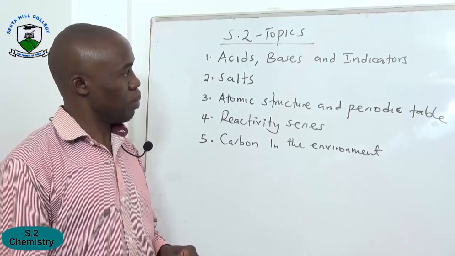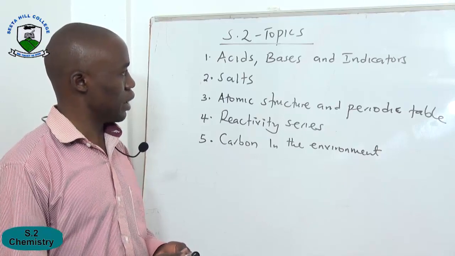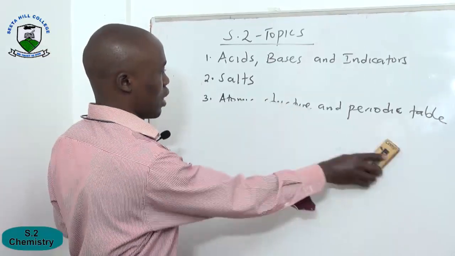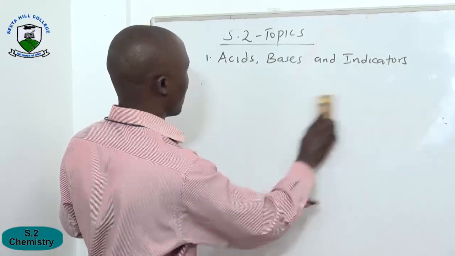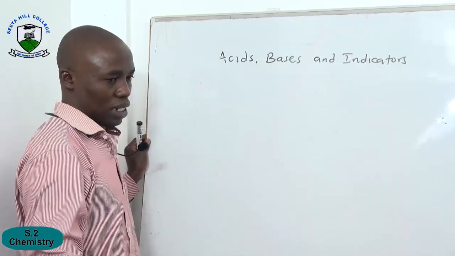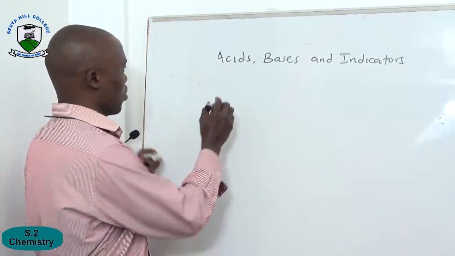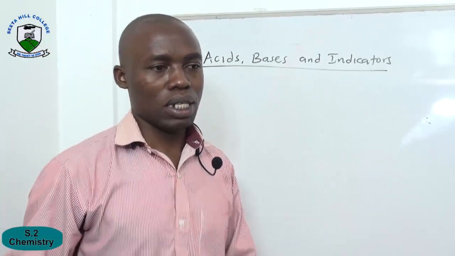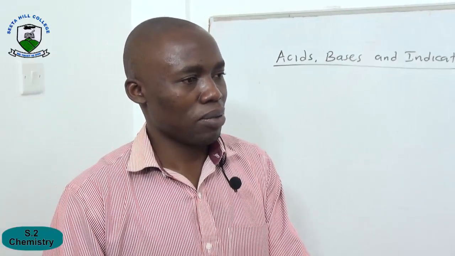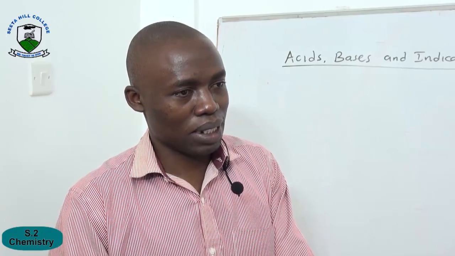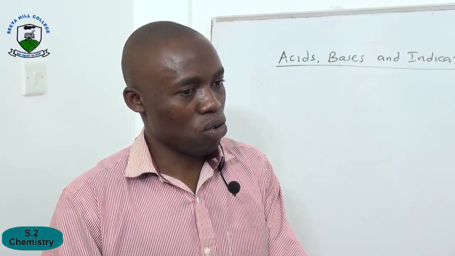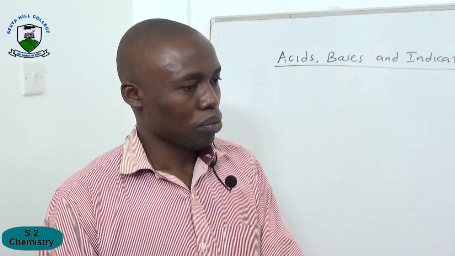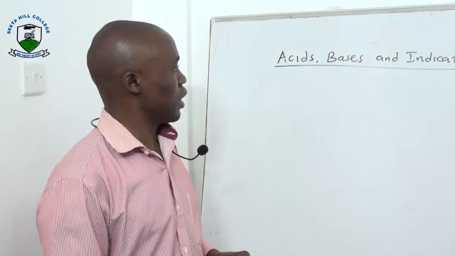Now, let us open with acids, bases, and indicators. We cover acids, bases, and indicators. Now, as these topics are five but broad, in your senior one you had around nine topics. You see, as we move higher, the topics narrow, but they become few but broad.